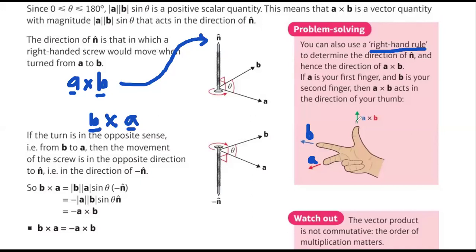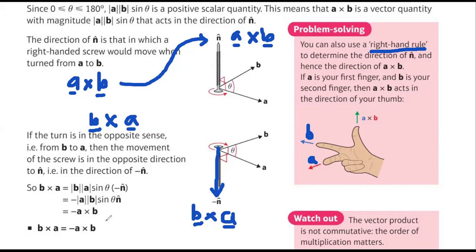Then you can find the direction of B cross A. It must be the other direction. A cross B is the up direction. B into A must be opposite to that direction. Therefore, down like this.